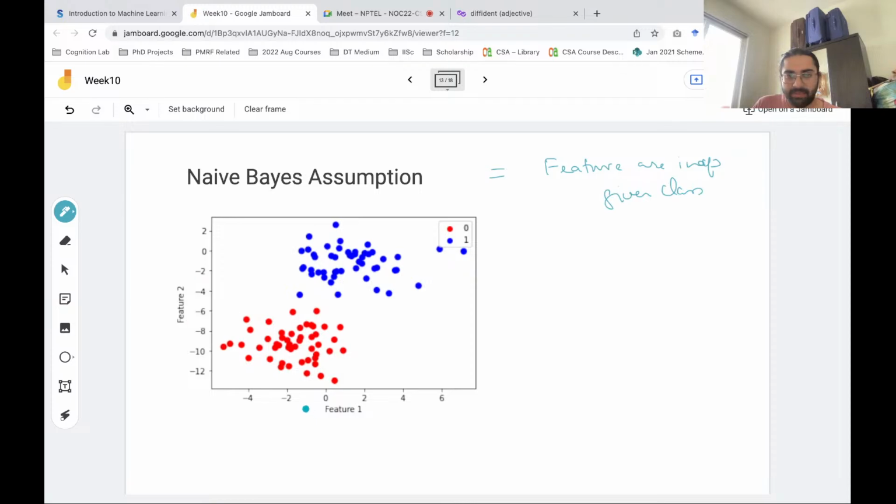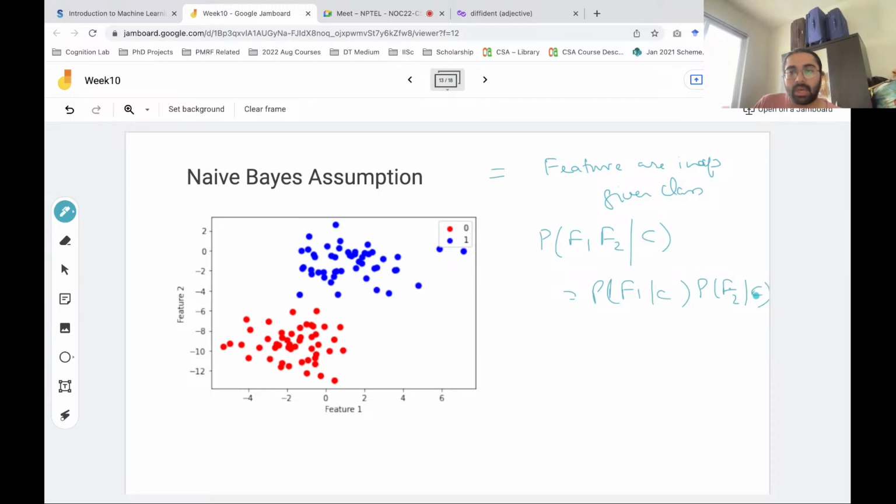That is, for example, let's say we have two features and two classes also here. So what I'm saying is that P of feature 1, feature 2 given the class is, let's say, 0, should be equal to P of feature 1 given 0 into P of feature 2 given 0, and for 1 also, right? So I can just write it for the classes that we have in question.